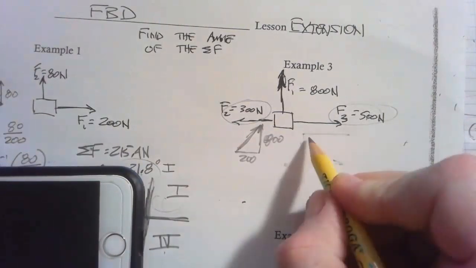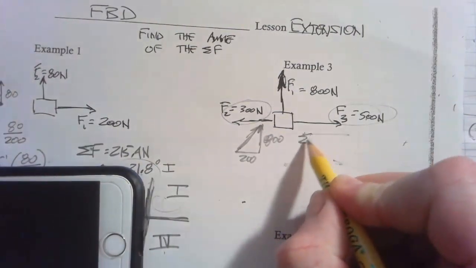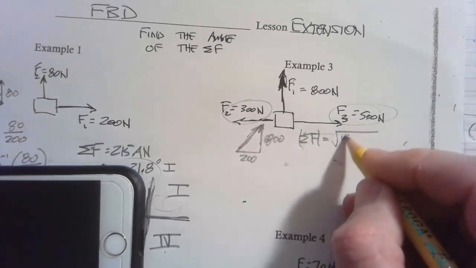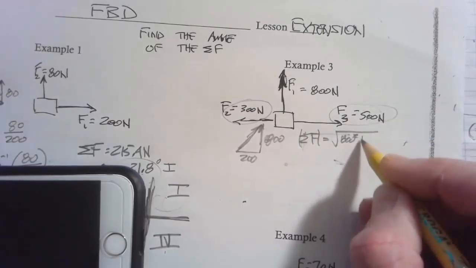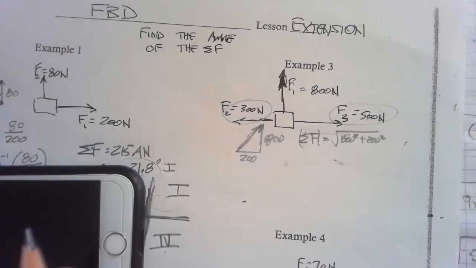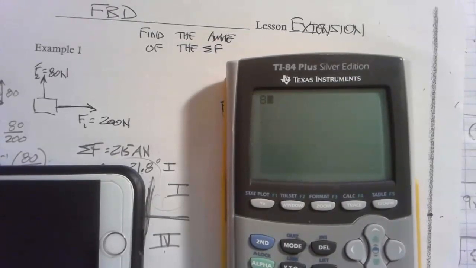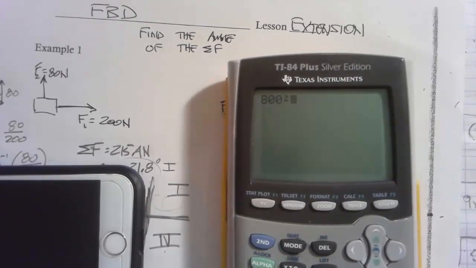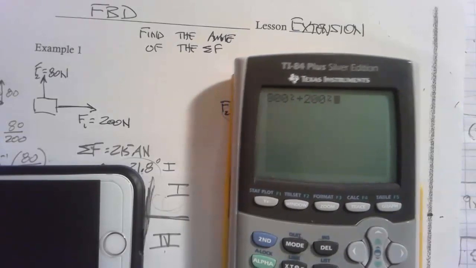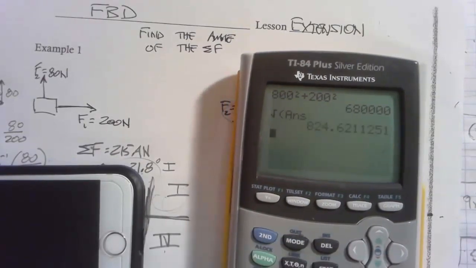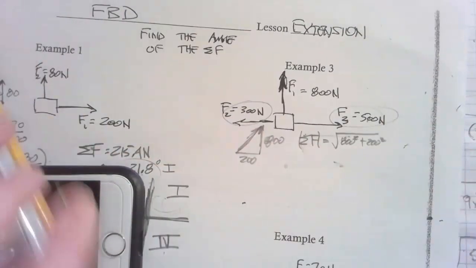So the net force's magnitude is going to be the square root of 800 squared plus 200 squared. Second square root of that answer. 824.6.